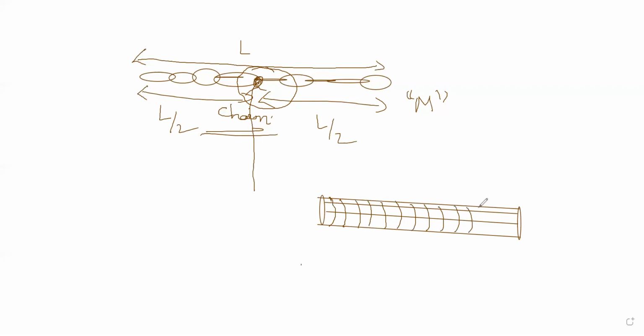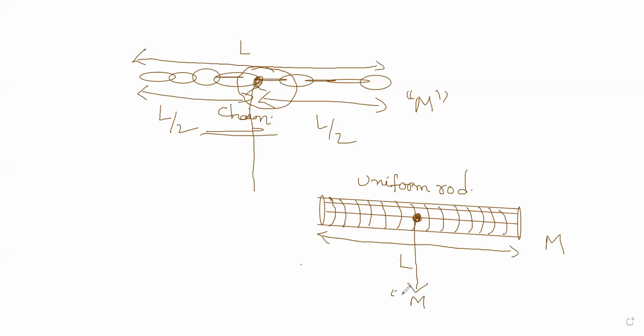Now, if I consider a uniform rod, a uniform rod is here, and it has a mass of m. Now assume that the length of the rod is L, and you can see that at the center of the rod, the entire mass m appears to be concentrated. The entire mass of the rod appears to be concentrated at the center of the rod.